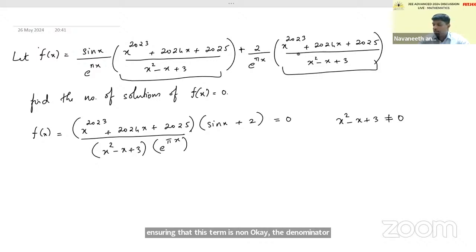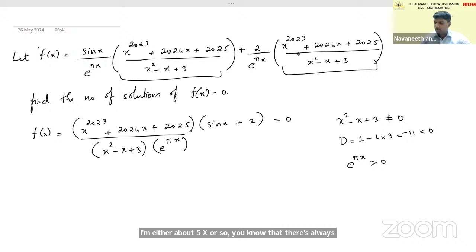This expression can never be 0 because the discriminant of this quadratic expression is b square minus 4ac, which is minus 11, a negative number. If the discriminant is negative, you know very well that the quadratic expression will not have real roots. So it will always be a positive expression. It will not have any roots, so there is no need to check its roots because it doesn't have any. And e to the power pi x also is always a positive expression, so it also doesn't have any roots.